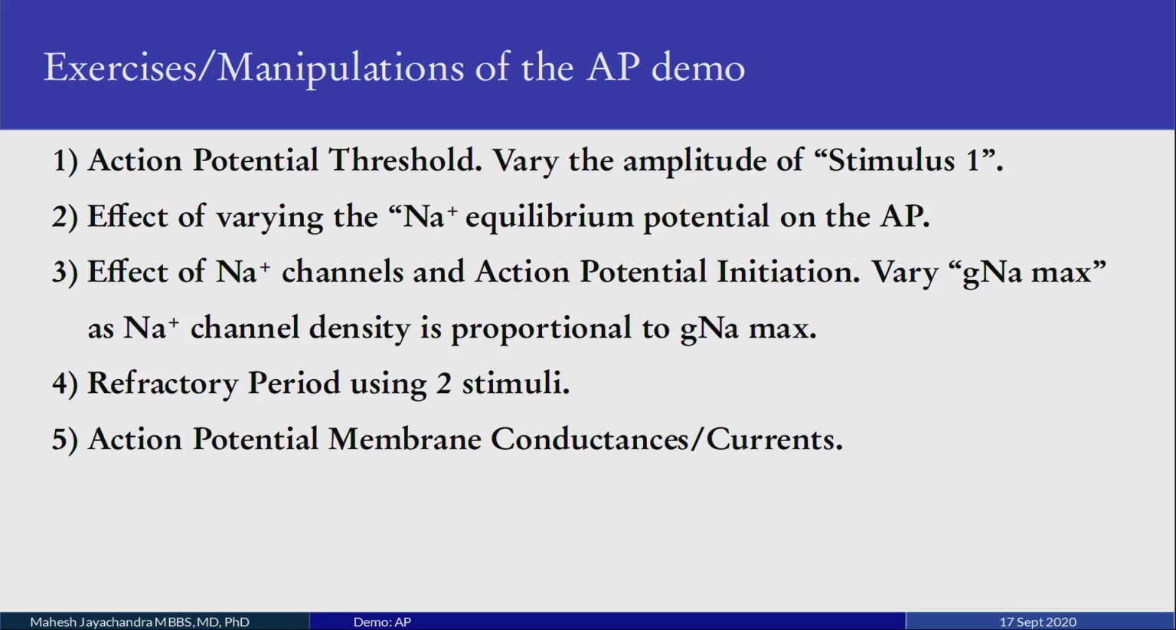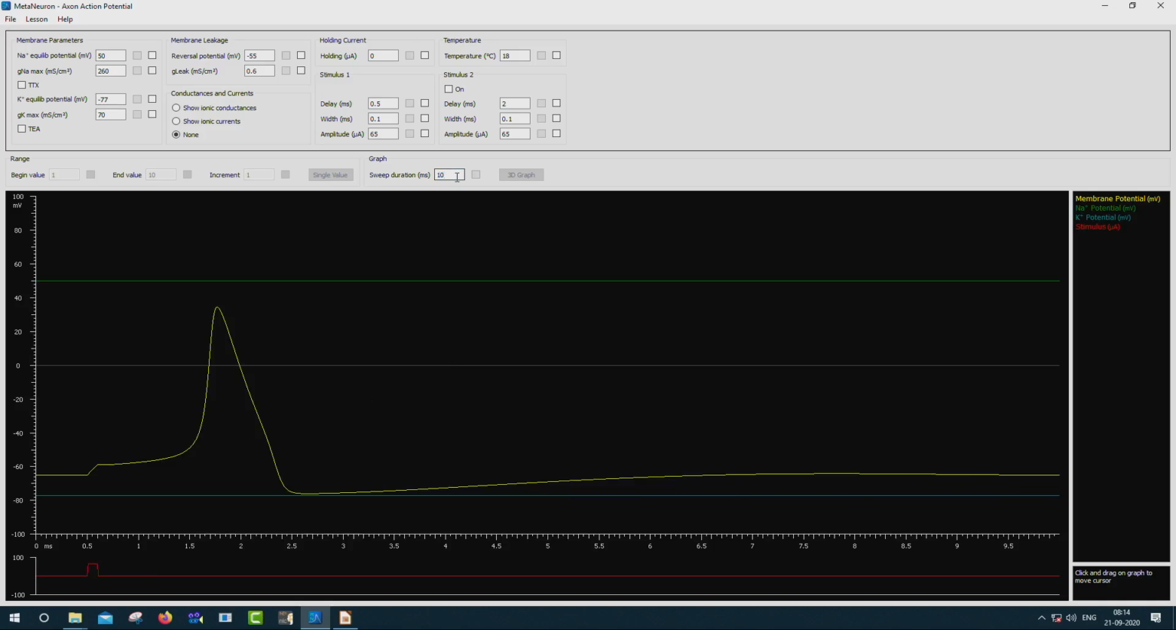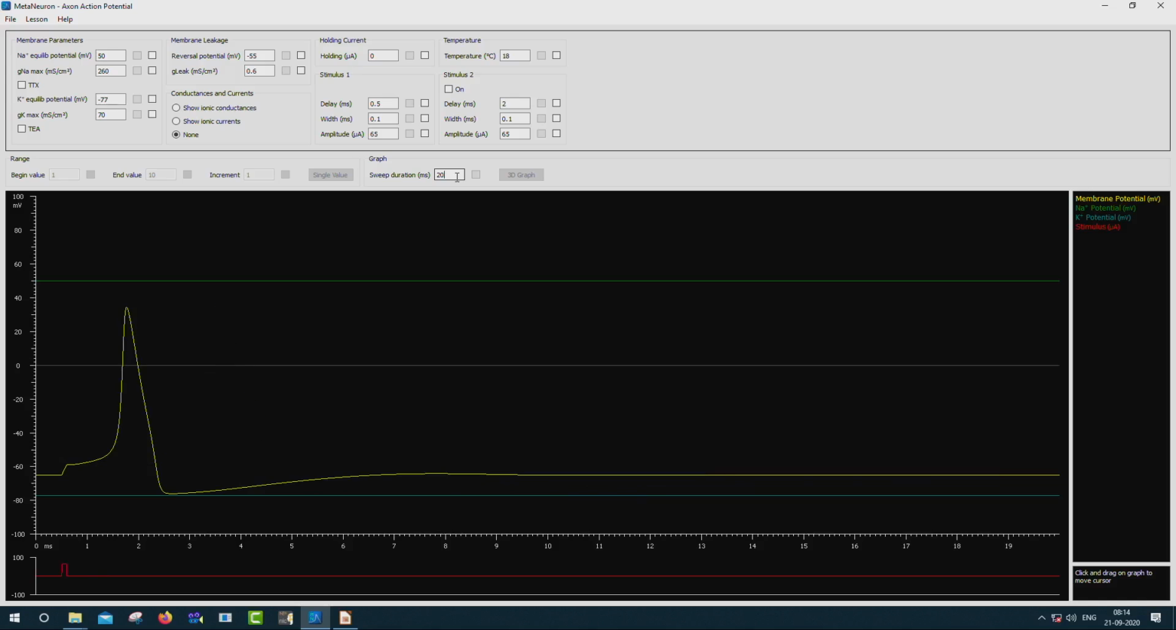So this is the Metaneuron displaying lesson number 4, which is the axon action potential, not dendrite but axon. So here, unlike the previous demos, you have active voltage conductances, and it looks a little plump. So we shall change the sweep duration so that it's more tractable. Okay, that's how it's usually displayed. So here you see the action potential in all its glory.